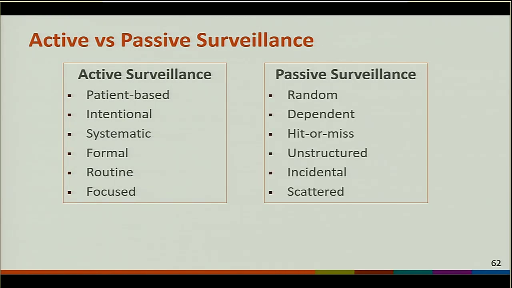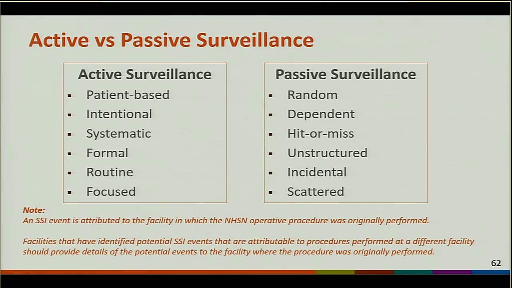In contrast, passive surveillance is a bit random in nature and unstructured. It is dependent on other entities and sources for identifying SSI events. Reports of SSI events are incidental and unsolicited. This method may not accurately allow SSI attribution and may not allow facilities to monitor their SSI rates accurately.